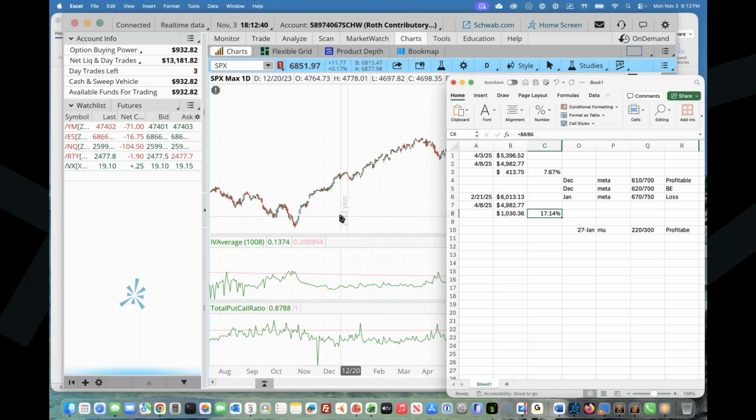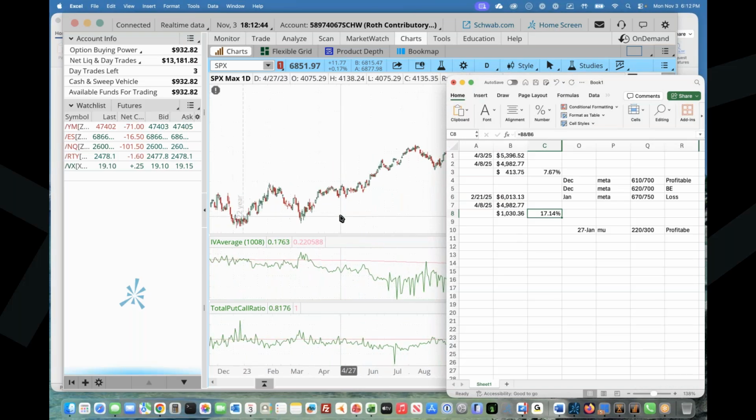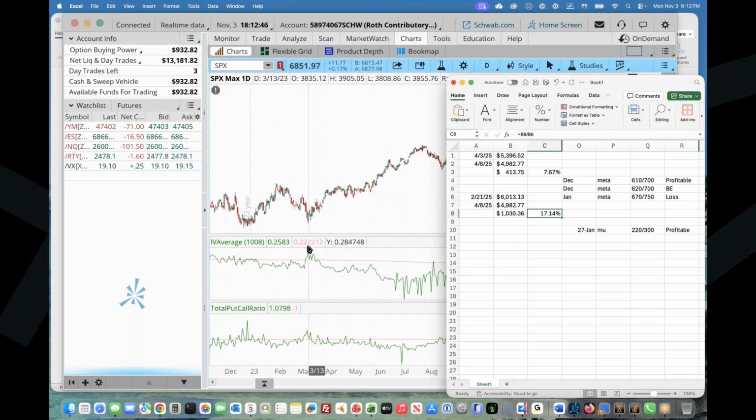So VIX isn't really great at telling you. You can have other instances where it might have been increasing demand. People were dying for insurance, and put call ratio is above 1, and the market turns and goes back up. So again, I use this primarily as a contrarian indicator.